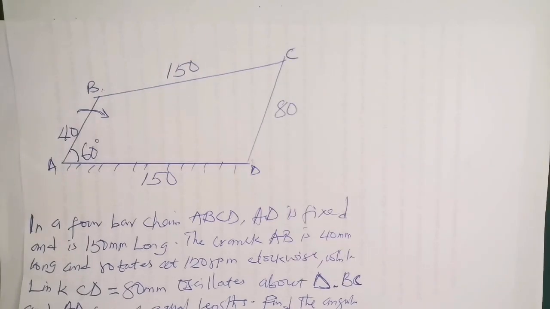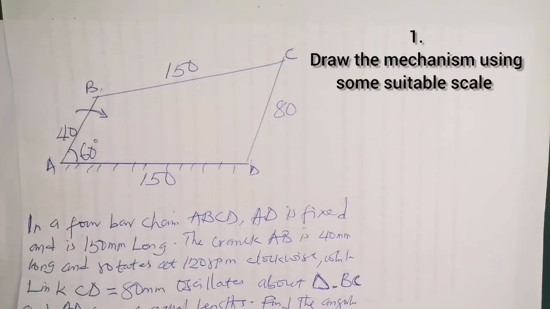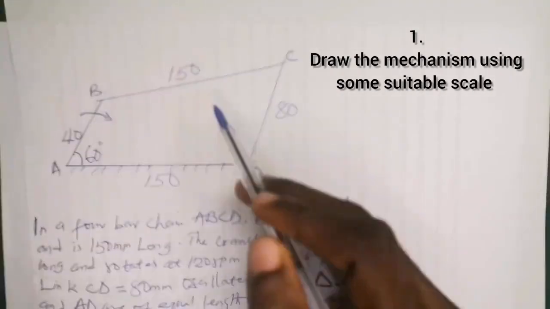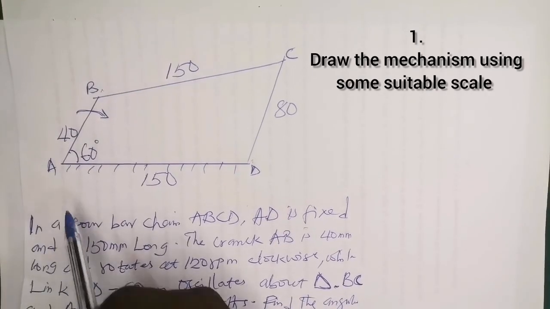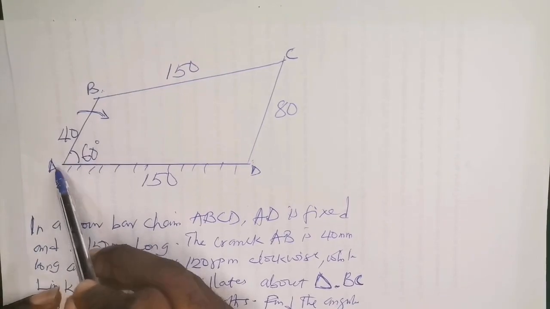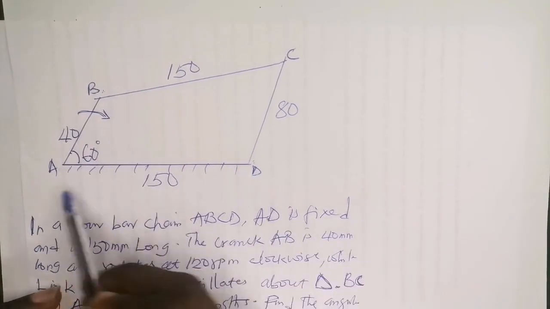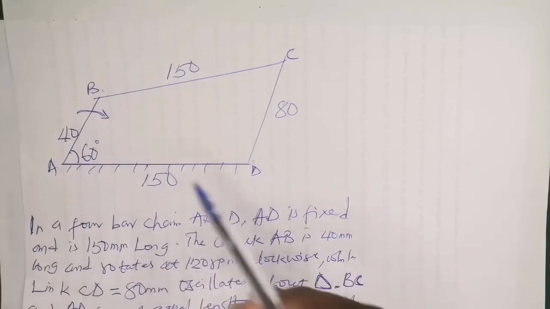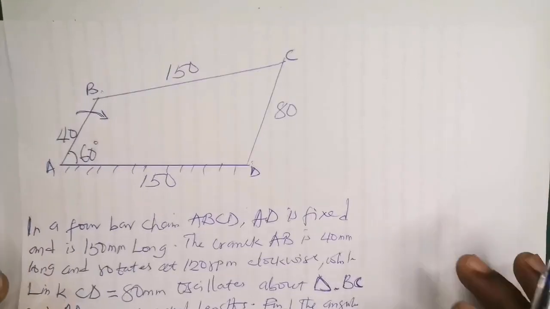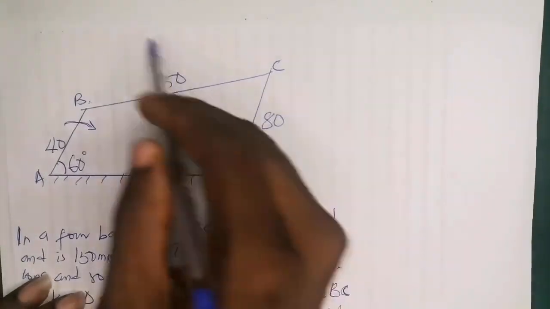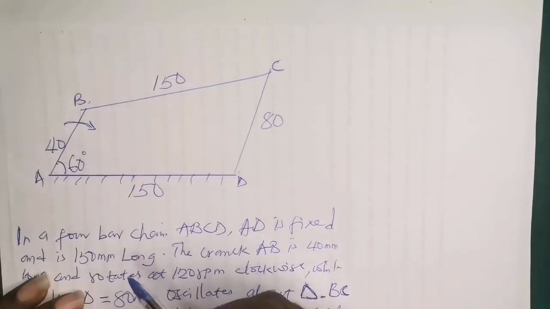Okay, so this is a 4-bar mechanism given to us here. Our first task will be to draw this link using some suitable scale. Now we were given that link AD is fixed and the length is 150 millimeter. We can't really draw 150 millimeter because this is too long. So we're going to be considering a scale that reduces each of these dimensions by at least half.